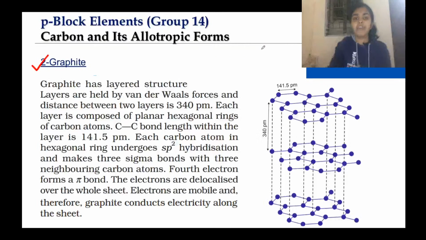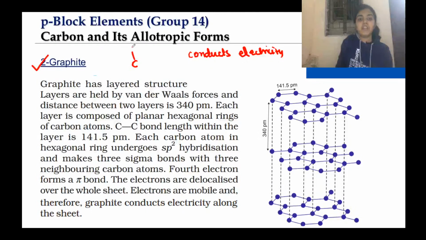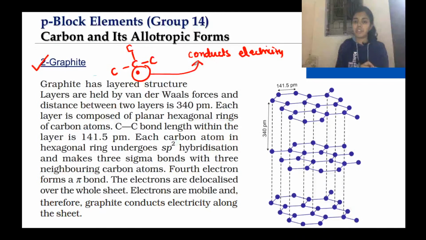Okay. While if you will see, graphite conducts electricity. Here, if you learn about the structure, carbon is forming bonds with 3 other carbons and 1 electron is left free, which is delocalized over the whole molecule, and this particular electron from each carbon is responsible for the conduction of electricity, right? So if you talk about the graphite structure, it has a layer structure.